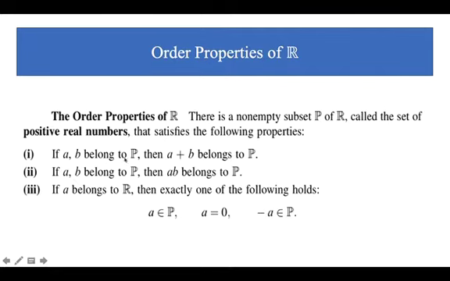If A, B belong to the set P, then A plus B belongs to P. If A, B belong to P, then AB belongs to P. If A belongs to R, then exactly one of the following holds: A belongs to P, A is equal to 0, or minus A belongs to P.